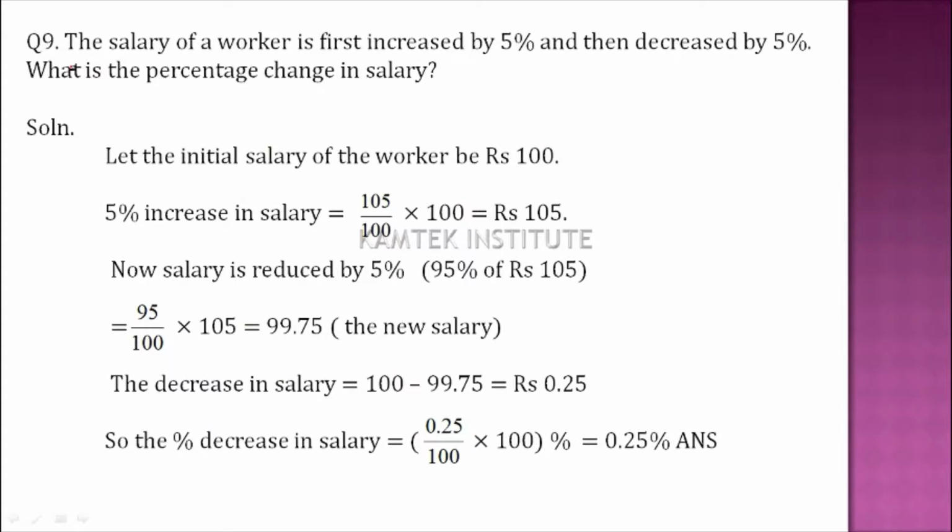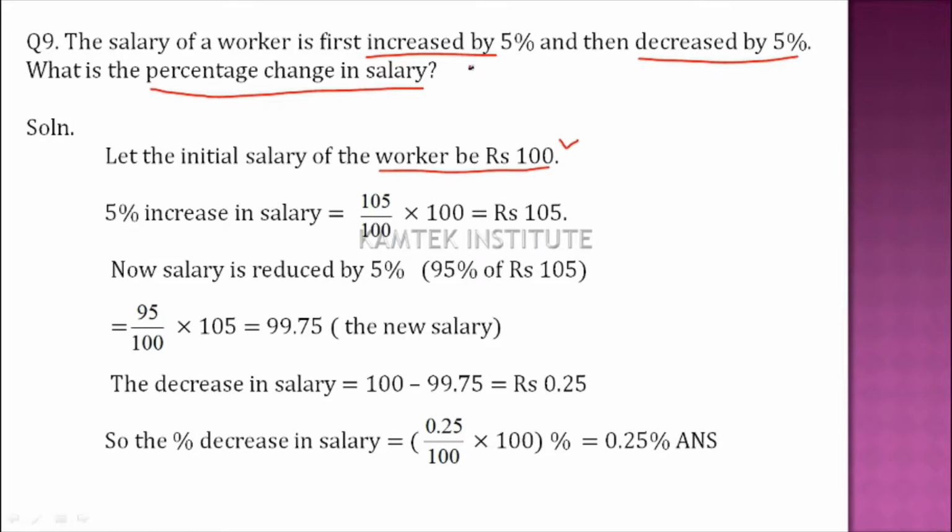So we come to question number 9. It says the salary of a worker is first increased by 5% and then decreased by 5%. So what is the percentage change in the salary? Over here, if you look, we are not given what is the initial salary of the person. So we assume that the salary of the worker is rupees 100.